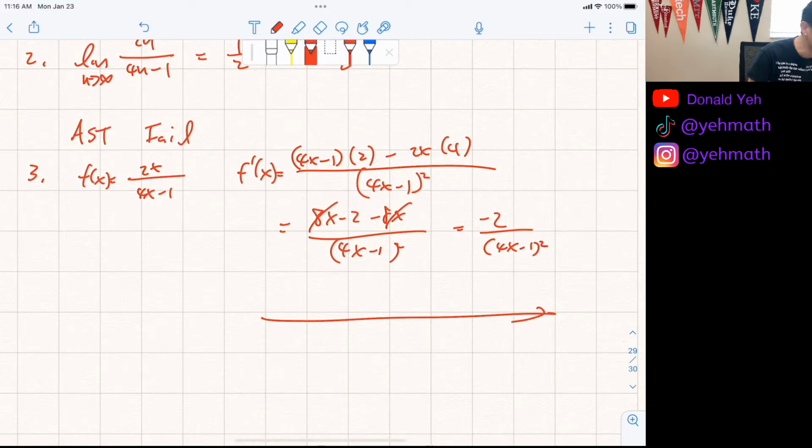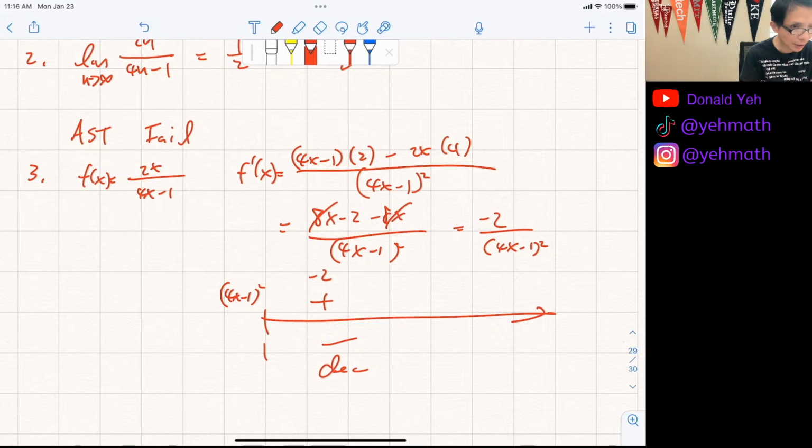Now, remember, you only do the test after 1, right? So if you plug in 1, the 4x minus 1 squared is always positive, and negative 2 is always negative. So it's negative, so decreasing. So therefore, the third condition is actually passed, but the second condition failed. Therefore, the alternating series test does not work. So in this case, it will be diverge.